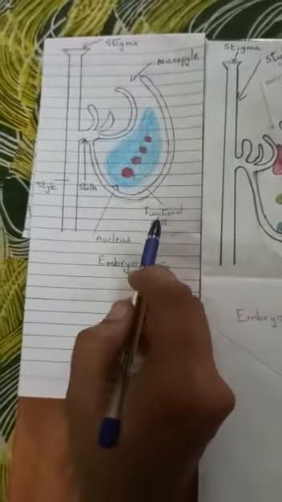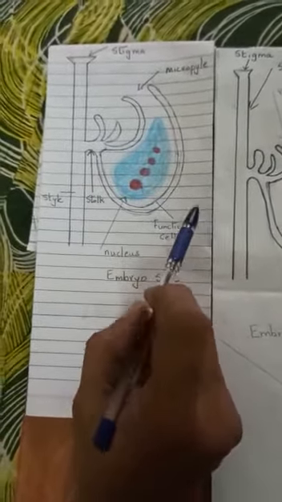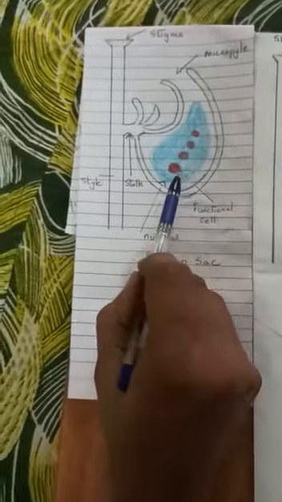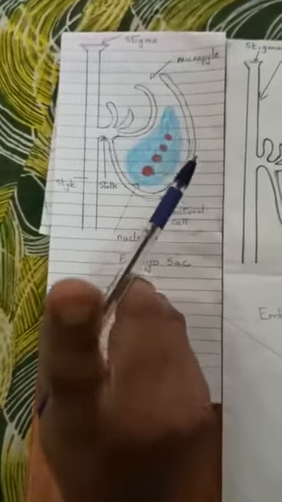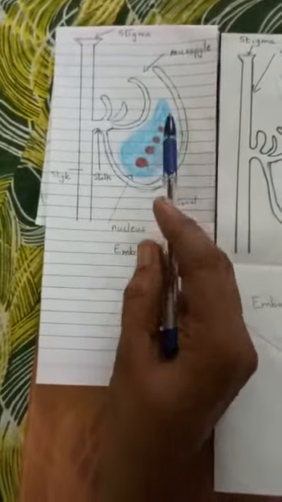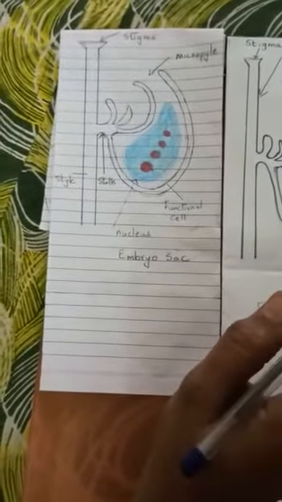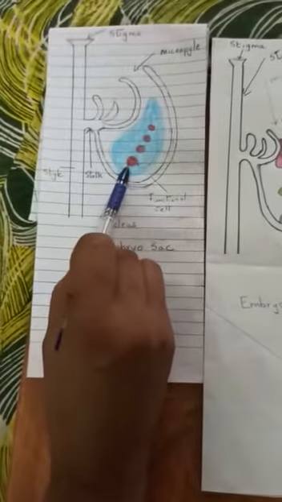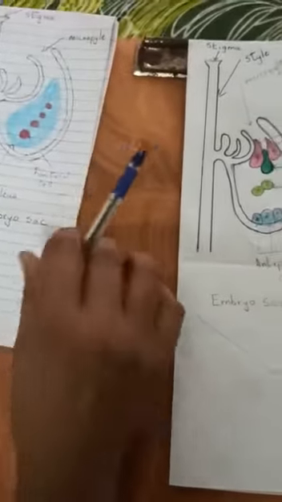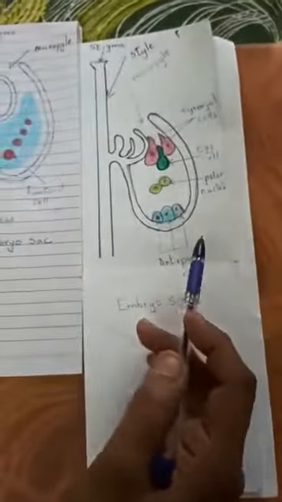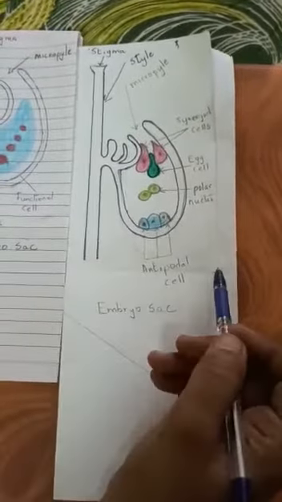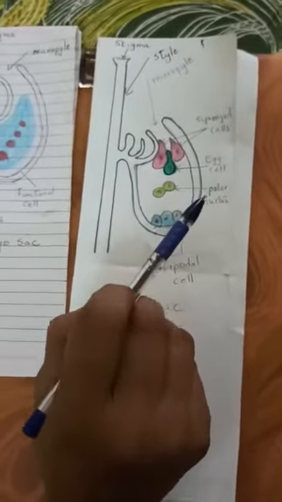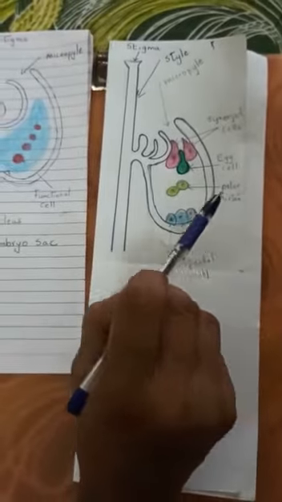I just told you that the mother cell divides into 4 haploid cells. Out of them, only one is functional, the other 3 are non-functional, they will disintegrate. Now this single functional cell undergoes 3 mitotic divisions which will result in 8 nuclei. Now when I said they divide mitotically, there is only nuclear division, no cytoplasmic division.